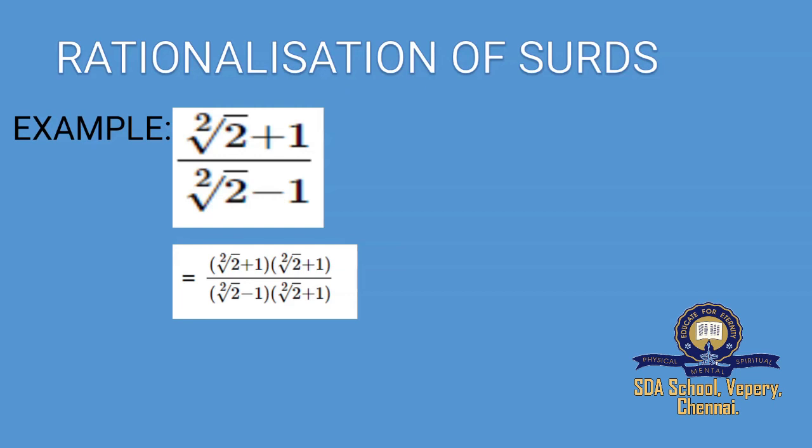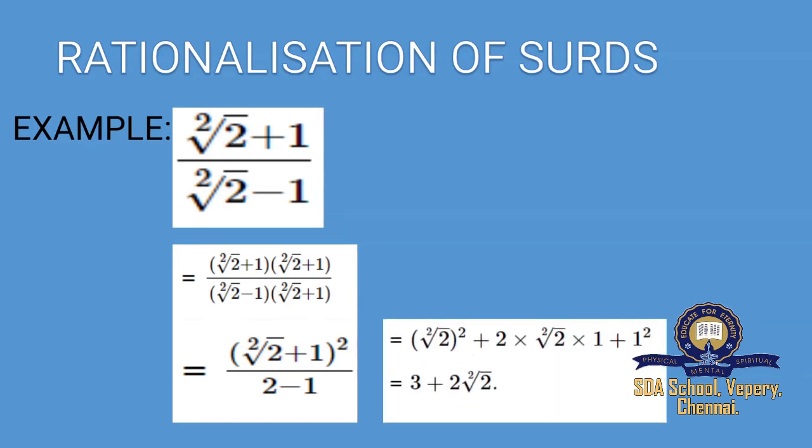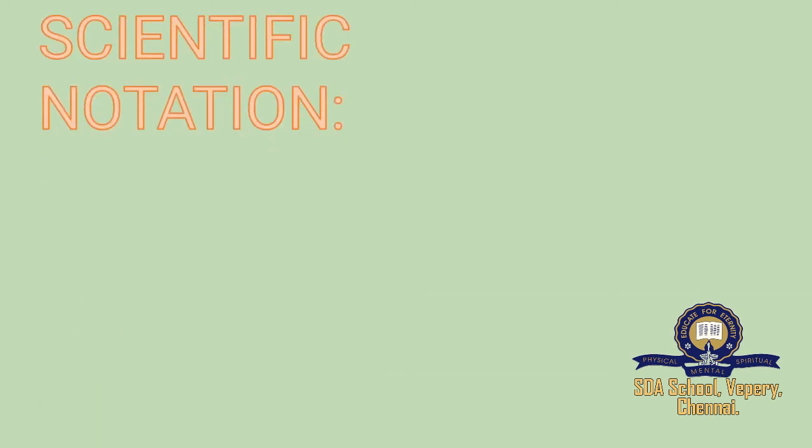Get it? Then you have to solve this. How do we solve it? Using the identity for the denominator. What identity? A minus b into a plus b. So what will I get? I will get 2 minus 1. Similarly, in the numerator, both are same, so you can make use of the identity again, a plus b the whole square, and then you can expand it. If you expand, you will get this answer. You get it, students?